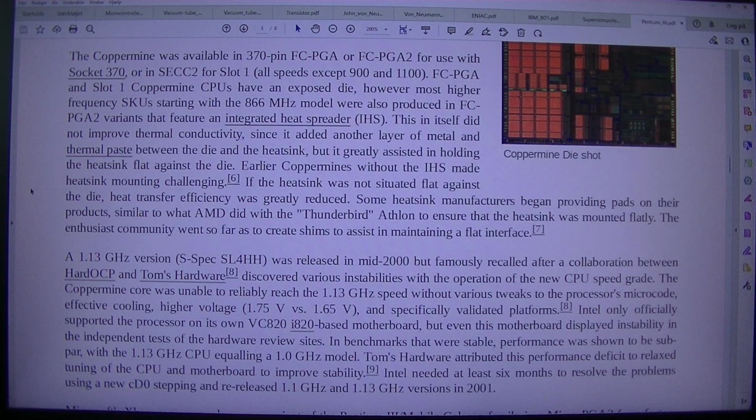If the heatsink was not situated flat against the die, heat transfer efficiency was greatly reduced. Some heatsink manufacturers began providing pads on their products, similar to what AMD did with the Thunderbird Athlon, to ensure that the heatsink was mounted flatly. The enthusiast community went so far as to create shims to assist in maintaining a flat interface.